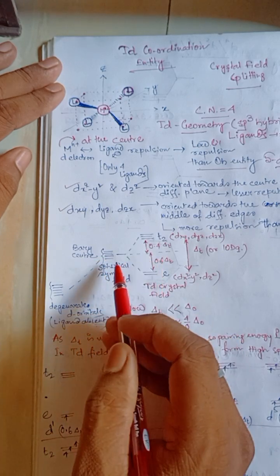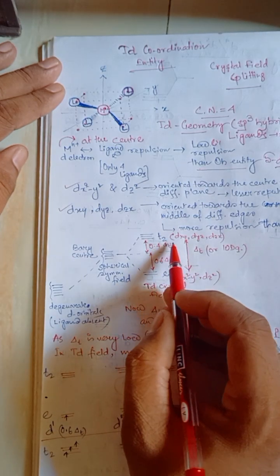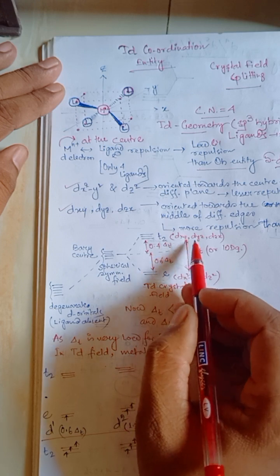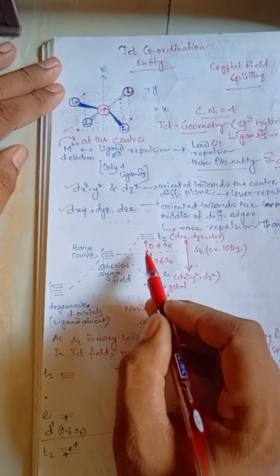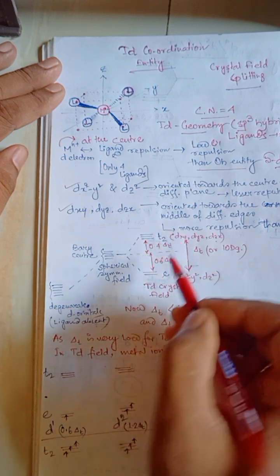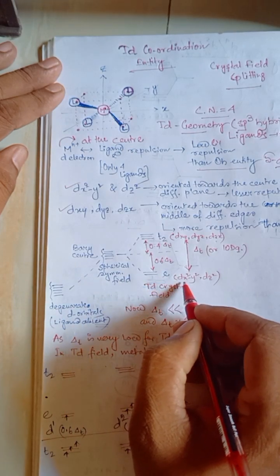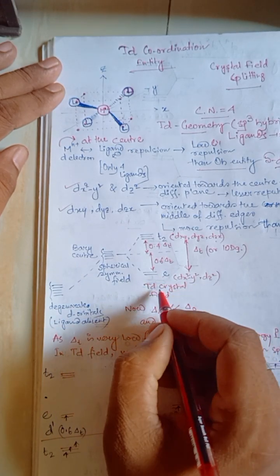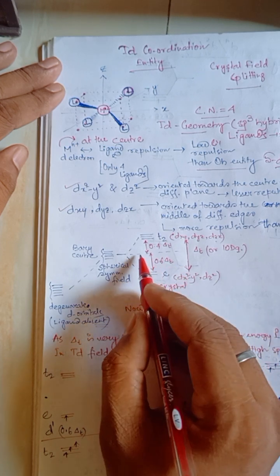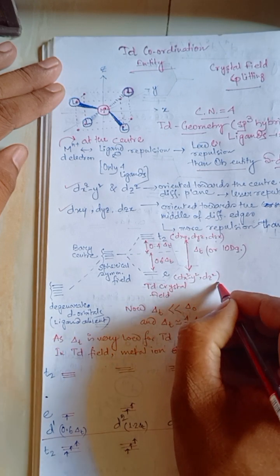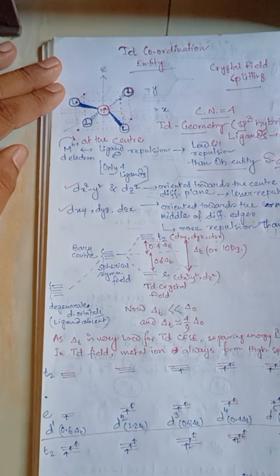With respect to it, when the ligands approach, the T2 set, that is dxy, dyz and dzx, has much higher energy, remaining above the barycenter by 0.4 del t, and the E set, that contains dx square minus y square and dz square, remains at the bottom, which is below the barycenter by 0.6 del t. So it is stable, and the other is not stable due to higher energy.